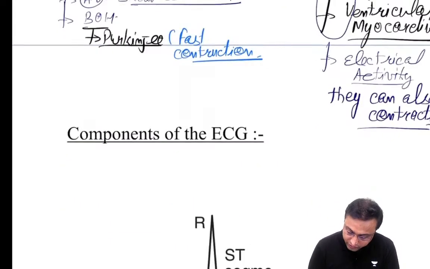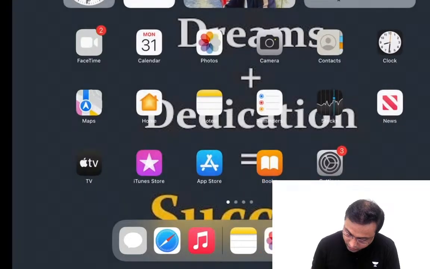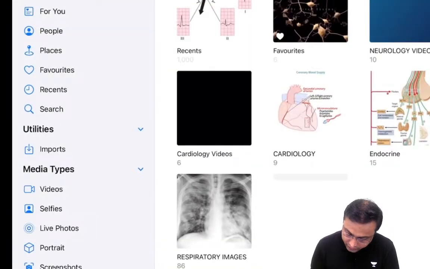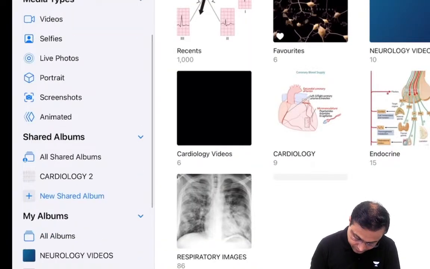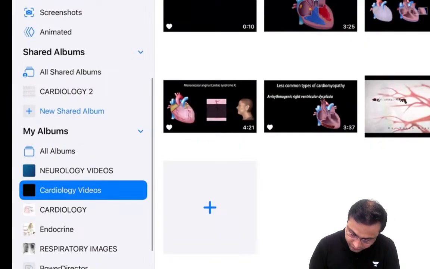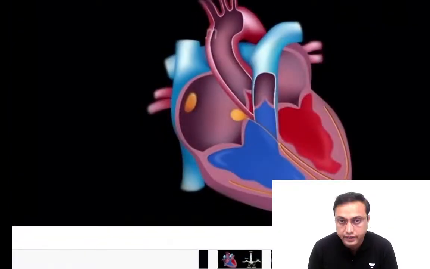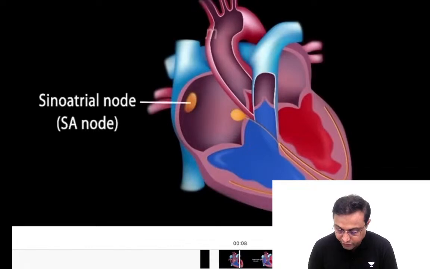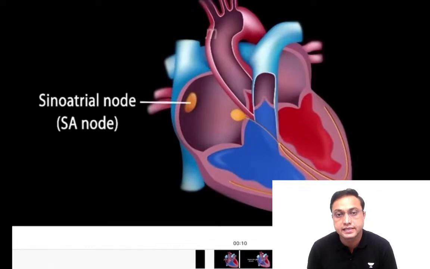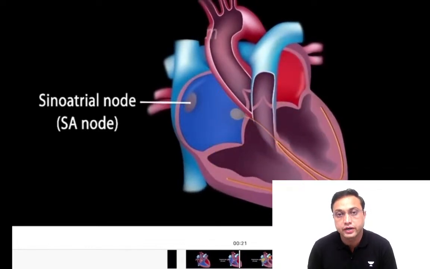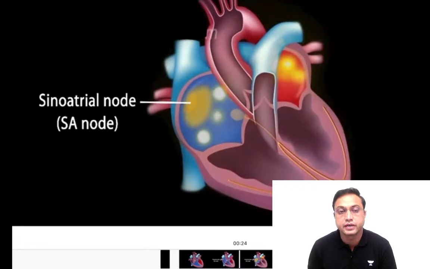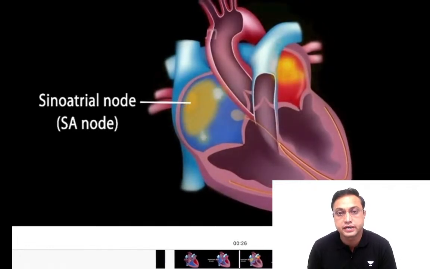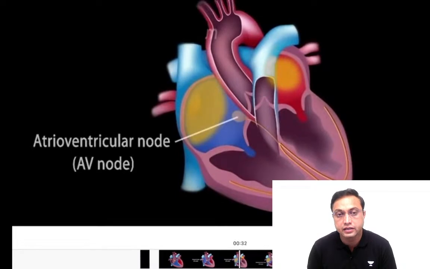So let me show you a video also. Right, now look at this video over here. So this is an SA node. The SA node is contracting, right? And now you see that impulses are getting generated, and then this impulse is going into the AV node.